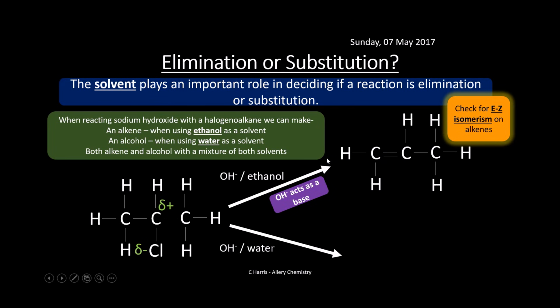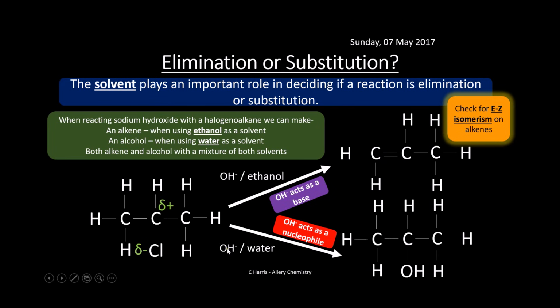And the other one, let's say now we're going to use OH minus, same OH, but we're going to use a water solvent. This time the OH minus acts as a nucleophile and we get a substitution reaction. So we form an alcohol instead. So really look out for the type of solvent you're using, because OH minus behaves differently depending on the solvent you're using.